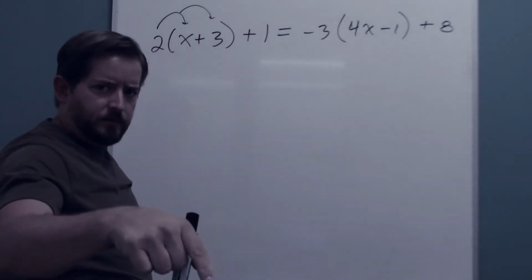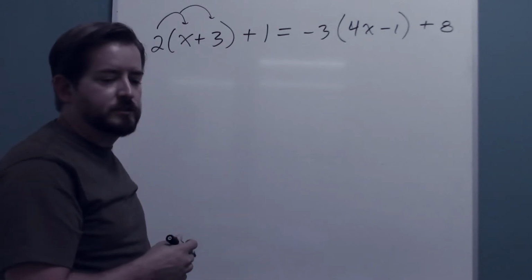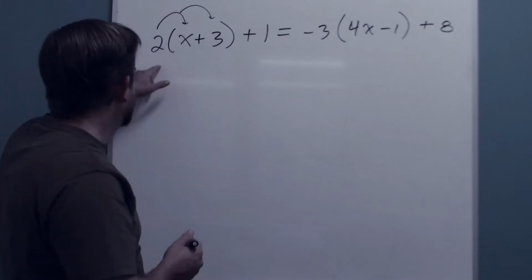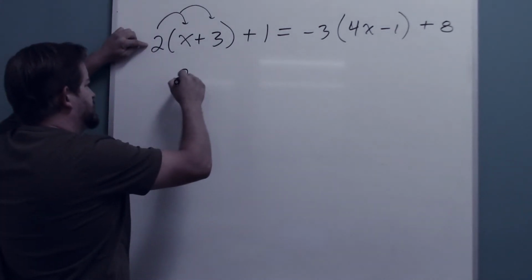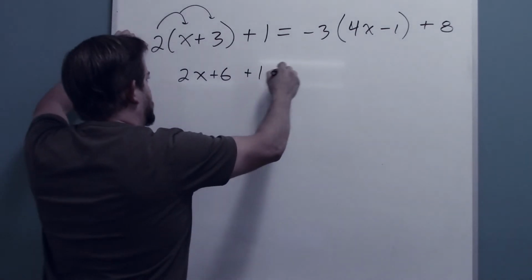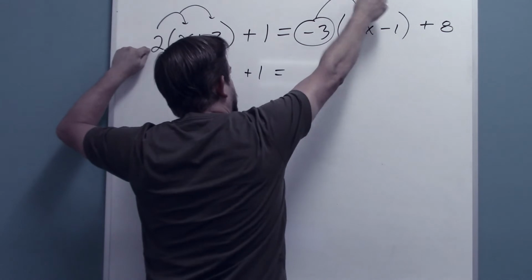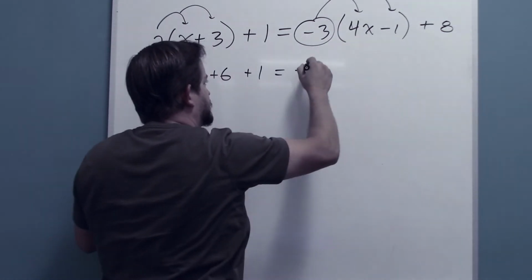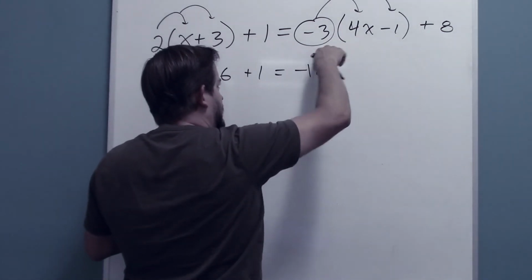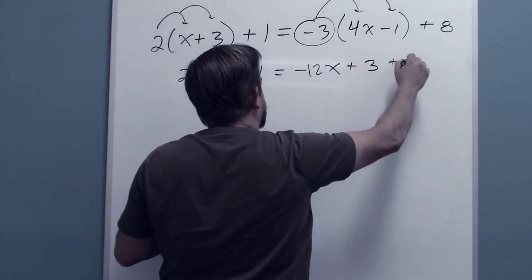By the way, number 6 I've completely skipped. You should check your solutions. I'll leave that to you guys. I've got 2x plus 6, plus 1 more is equal to, and when you distribute a negative, make sure you take that negative with it. That becomes negative 12x. Negative times the negative is a positive, so plus 3 and then plus 8.